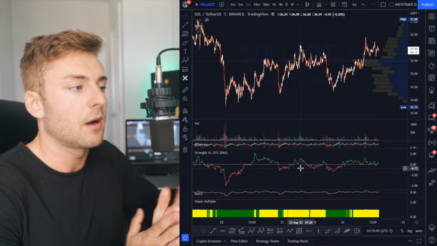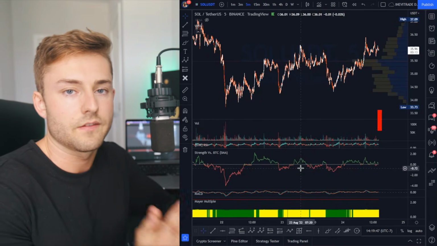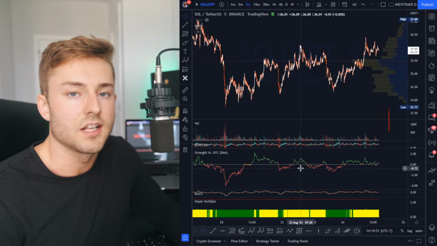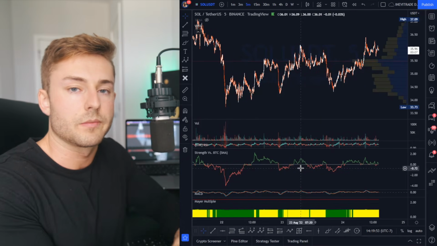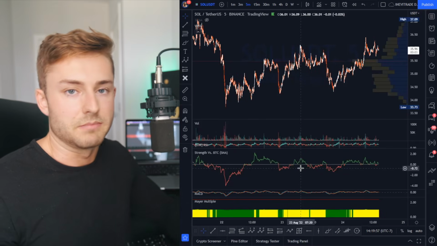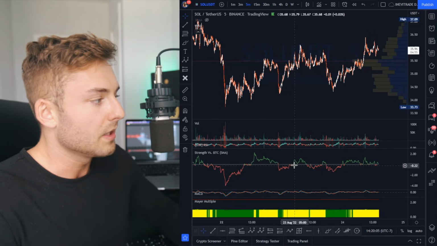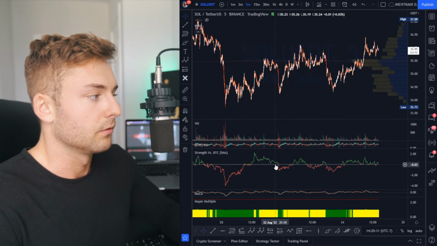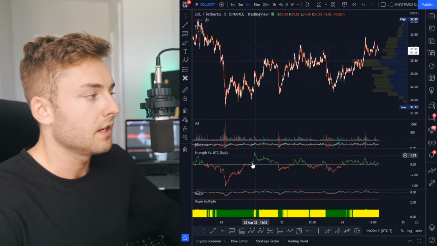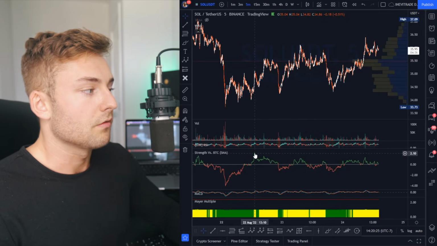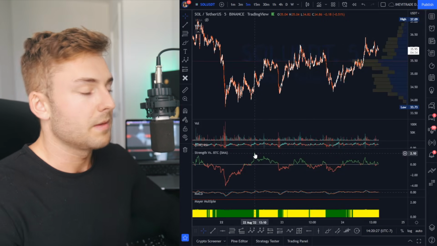All right, the next indicator that I want to talk about is called strength versus Bitcoin, and this is a fairly important indicator to get a concept of how strong individual cryptocurrencies are compared to the overall market, which is basically Bitcoin. All right, so on this indicator, we can see a line that's plotted that's going up and down through this zero level right here. So anytime we're seeing this green oscillation up here, this is showing us how much more strong or weak the individual pair is to Bitcoin.